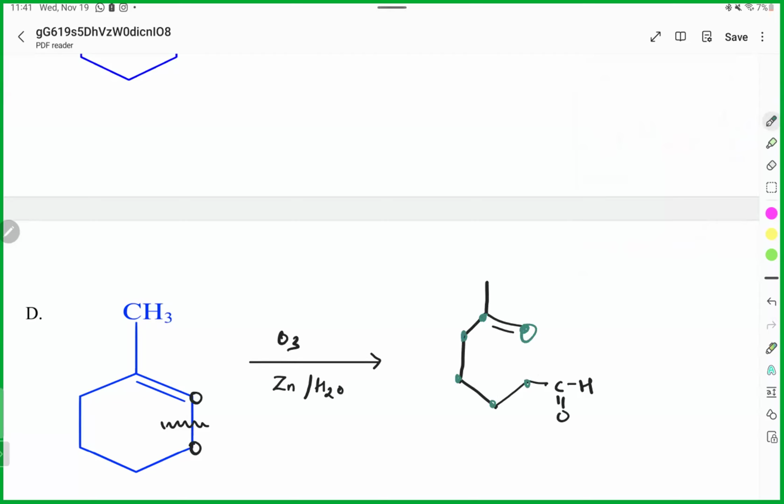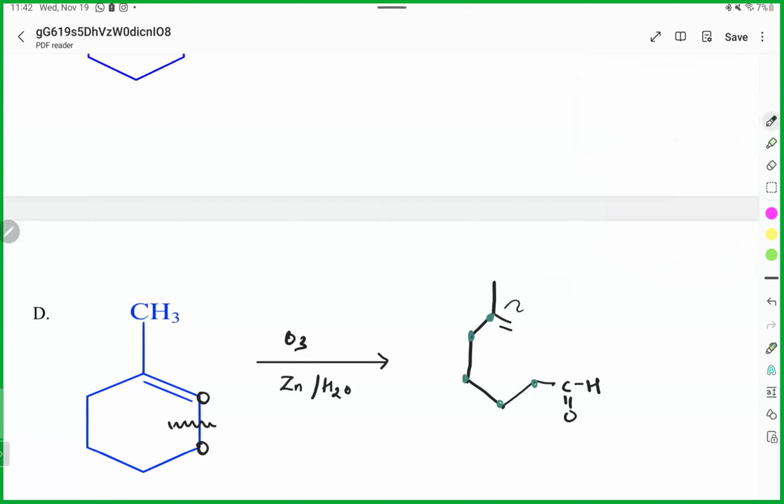And here it will be oxygen. So, now check. What is number of carbons, correct? There will be 7, and here it is 7. This green dot, 1, 2, 3, 4, 5. This carbon 6, and this carbon 7. 1, 2, 3, 4, 5, 6, 7. Total 7 carbon.